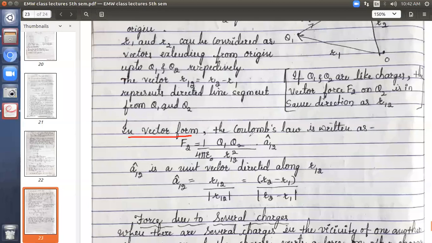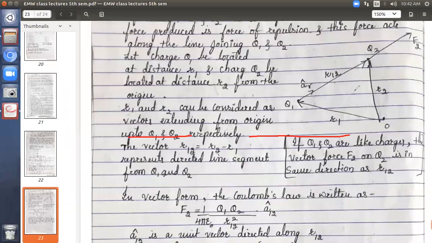In vector form, the Coulomb's law will be... in vector form, how to get the force? I am talking about F2. I'll show you in the next section what is F2 and what is F1. But F2 is the force exerted on the charge q2 due to q1.